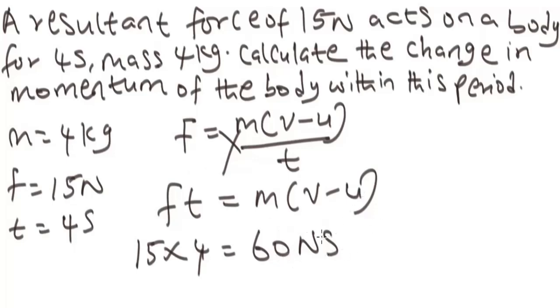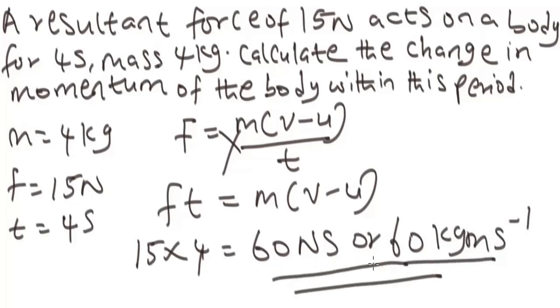I can leave it as 60 Newton seconds or 60 kilogram meter per second, so either of the units will work. Note that we didn't consider the values here, because the equality sign means that what is here is proportionate to what is here. Since we have the parameters F and t, we just make use of them. 15 times 4 is 60, so 60 is equal to the change in momentum. That will be the answer to this question.